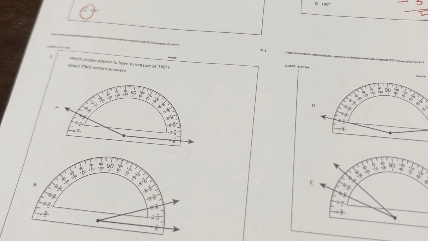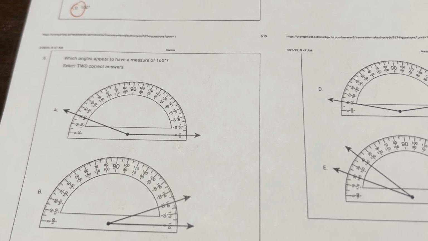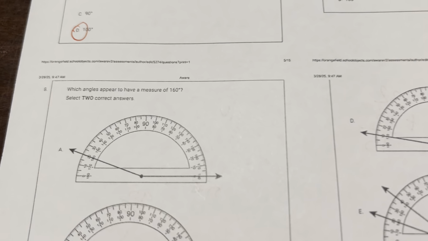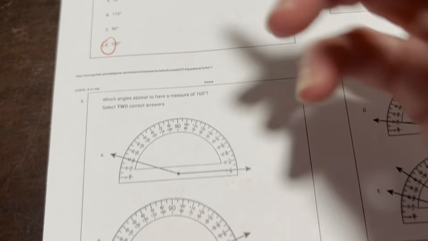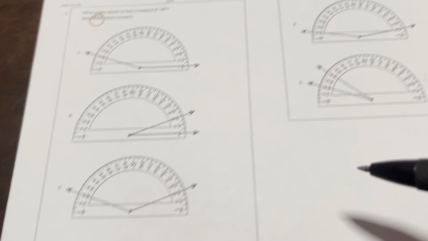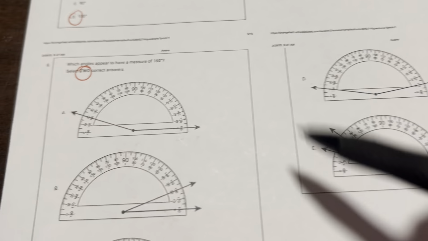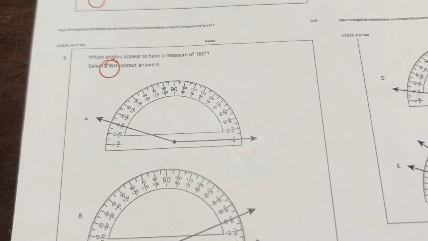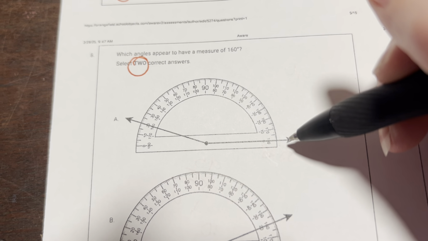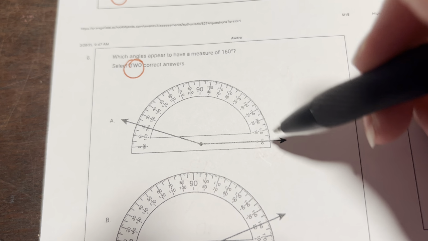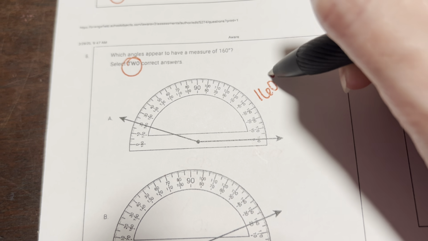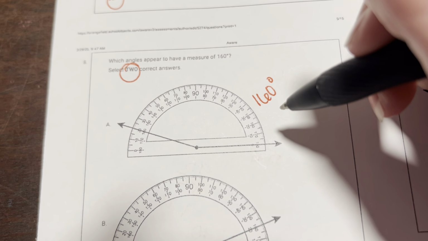And then down here at the very bottom, 8, says which angles appear to have a measure of 160 degrees. So there are 2 answers, so I have to remember to select 2 answers. So it looks like A, B, C, D, E. Okay, so it looks like it's divided up here. So let's see, we're trying to get to 160. So this is on 180, and this is on 160. So this could be 160 degrees, and it looks like an obtuse angle.